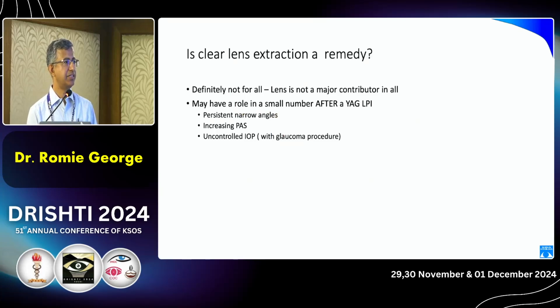Clear lens extraction, definitely not for all PACD. It may have a role for a small number of people if you have a very narrow angle after YAG-PI which is persistent, which is increasing synechiae, or if there is uncontrolled intraocular pressure with medications. To my mind, these are probably the only indications where I would even consider a clear lens extraction, because these are also the eyes where you're most likely to have a problem with cataract surgery.